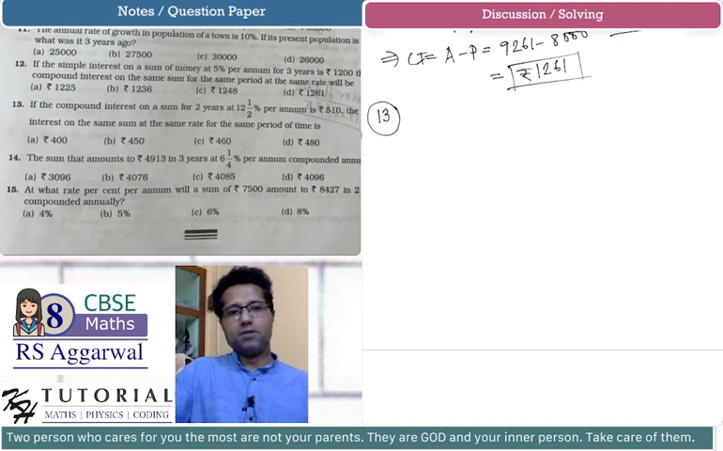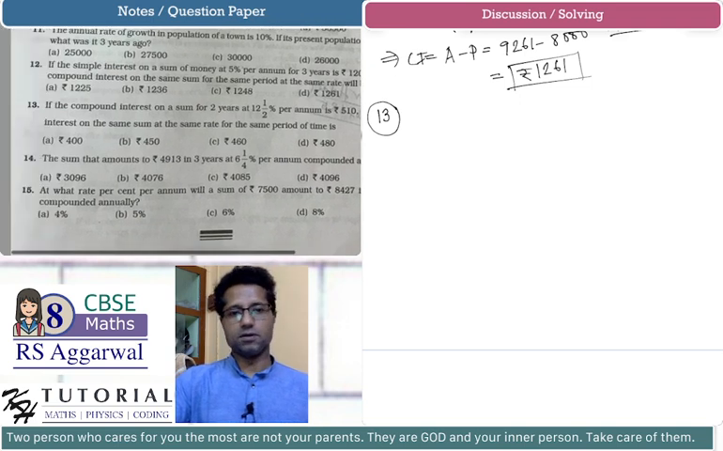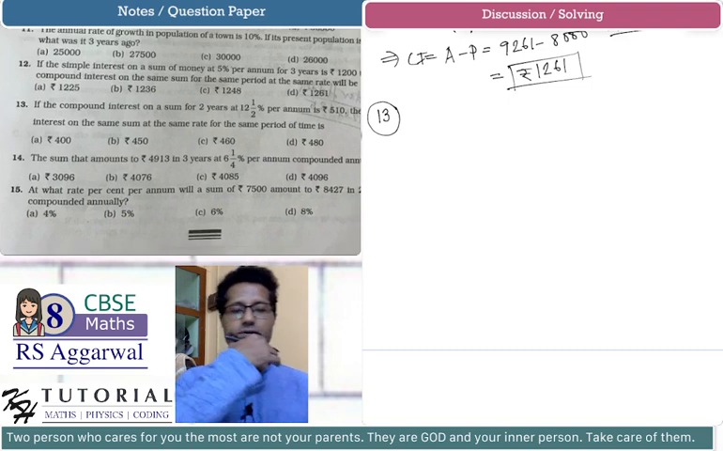If the compound interest on a sum for 2 years at 12.5% per annum is 510, the interest on the same sum at the same rate for the same period of time is the simple interest. Okay, the simple interest of the same sum at the same rate for the same period of time is. So basically from the compound interest data we have to find the principal, we have to find the sum.